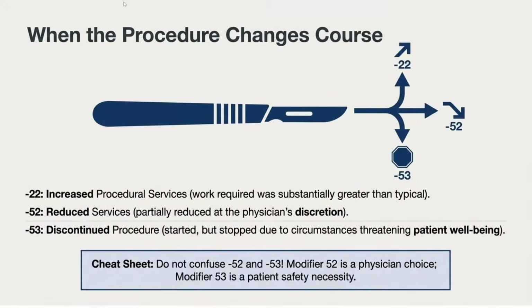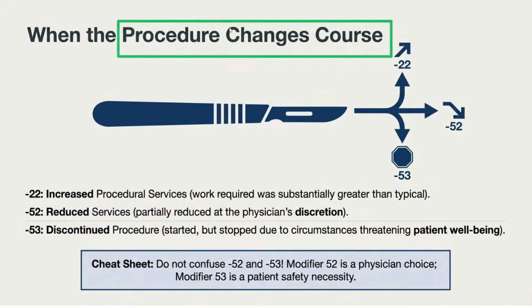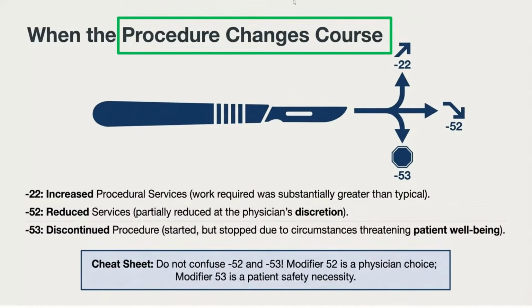Now, also, when a procedure changes, there are modifiers for that: modifier 22, 52, and 53. When it's 22, that means that the procedure became more complex. It was more difficult. When it was 52, it was less difficult, so decreased service. And 53 means that the procedure was discontinued. And there's your cheat sheet. Don't confuse 52 and 53. One is stopping, one is decreased.